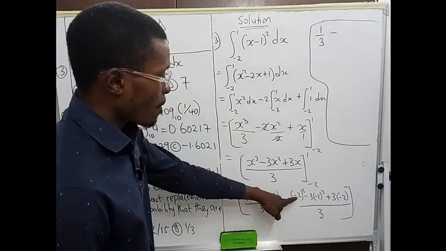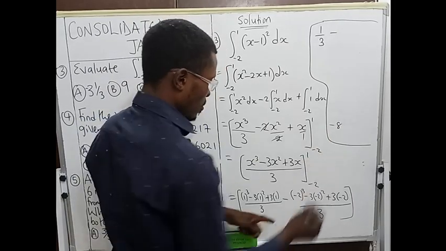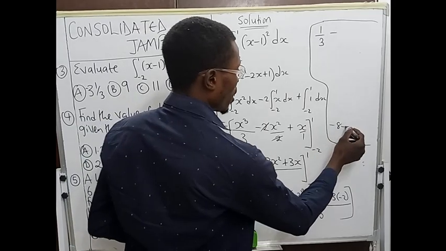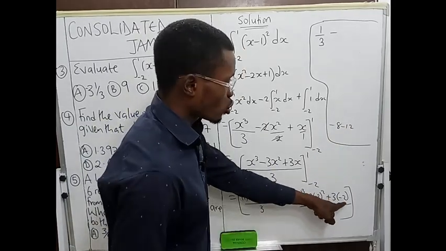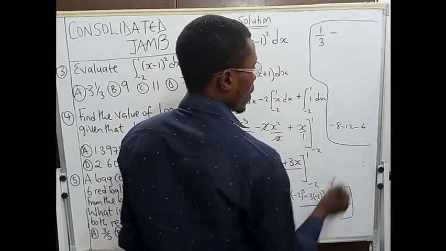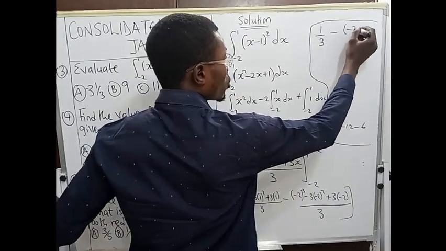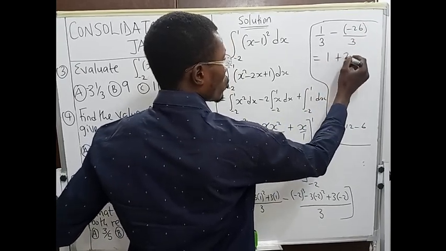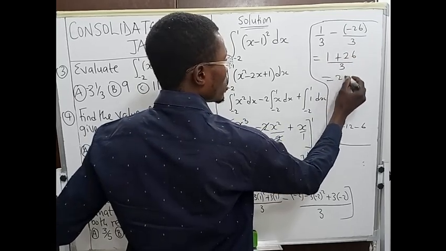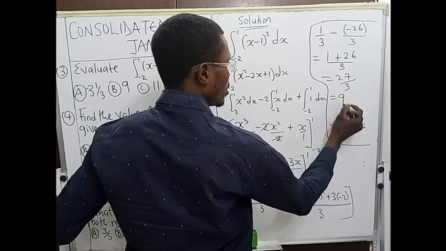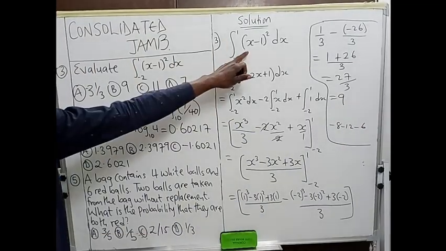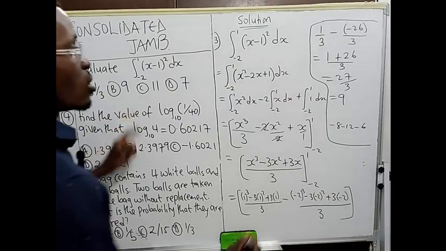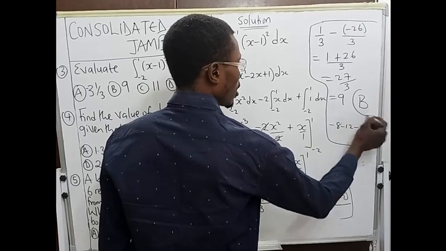Okay, for this case I have minus 2 cube, that's minus 8, minus 2 square is 4, minus 3 times 4 minus 12, 3 times minus 2 is minus 6, I have minus 6. This gives me minus 26. So minus 26 over what? 3. This will give me what now? 1 plus 26 over what? 3. And that will be 27 over 3. That will give me what? 9. Okay? So the integral of this expression is what? 9. And that's given by option what? Option B. So option B gives the correct answer.